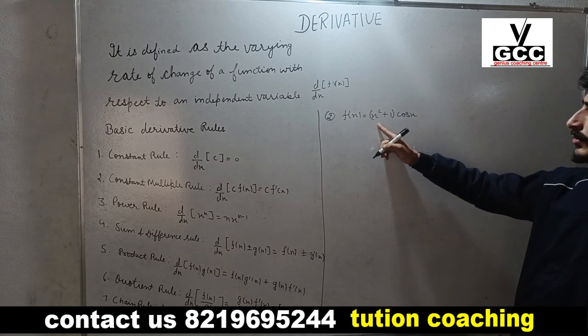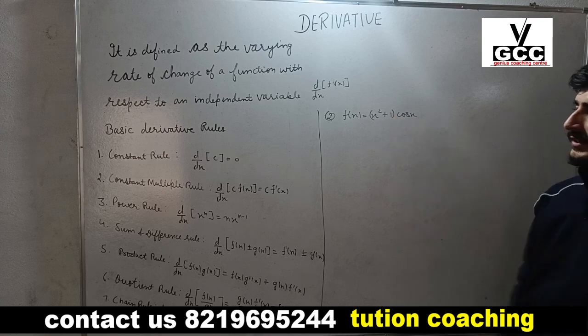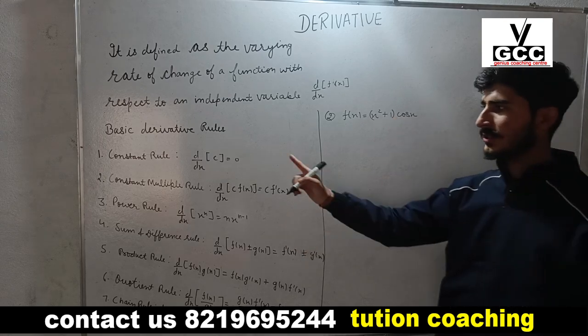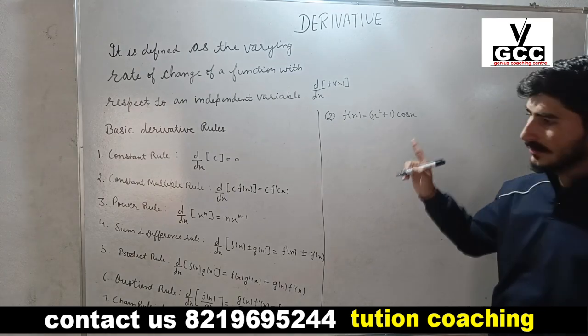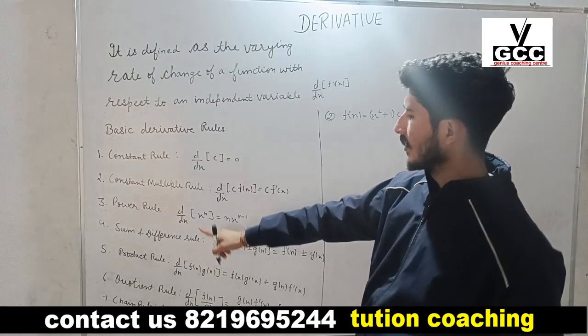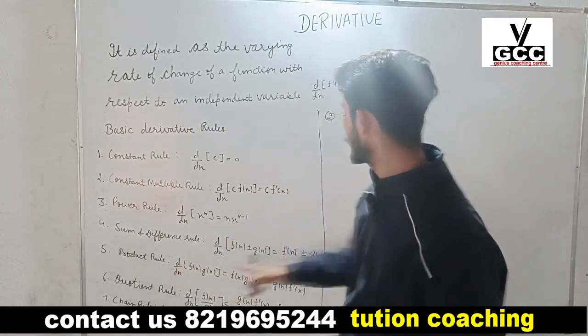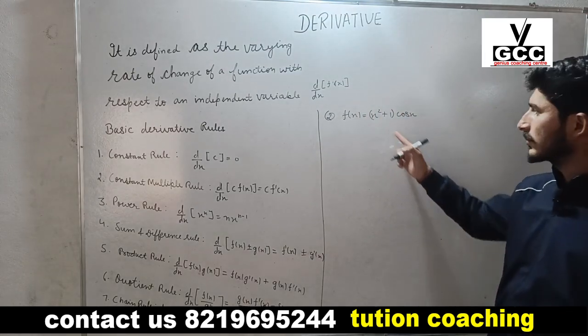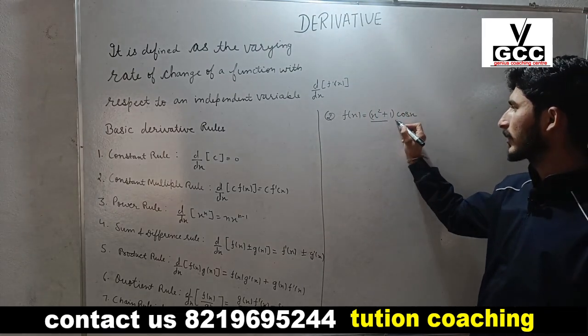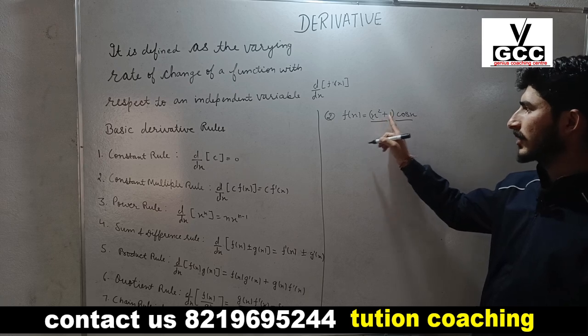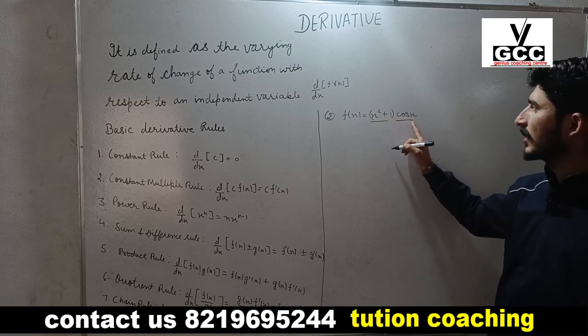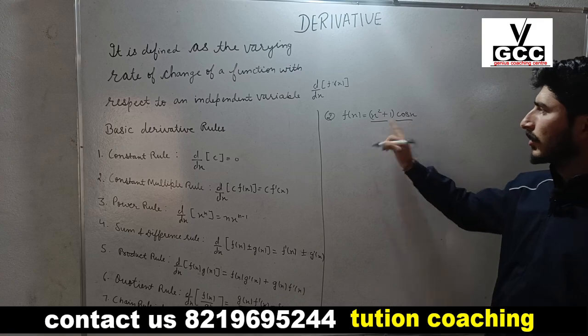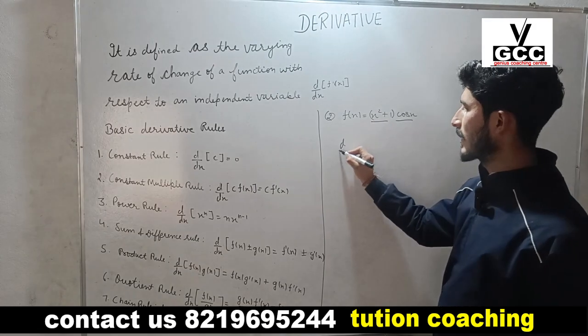Now let us consider another example. f(x) is equal to (x squared plus 1) into cos x. Firstly, we check which derivative rule is applied here. We check that the product rule has to be applied in this formula, because here there are two functions. The first function is x squared plus 1 and the other function is cos x.